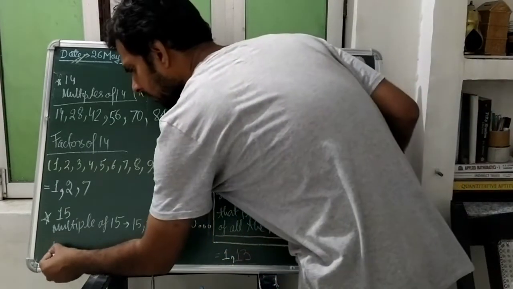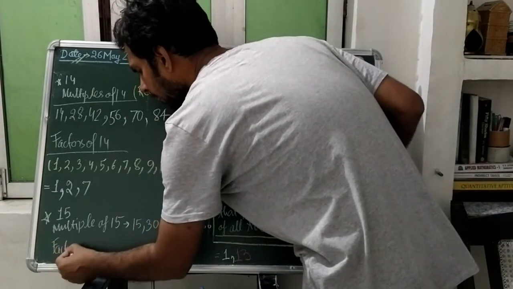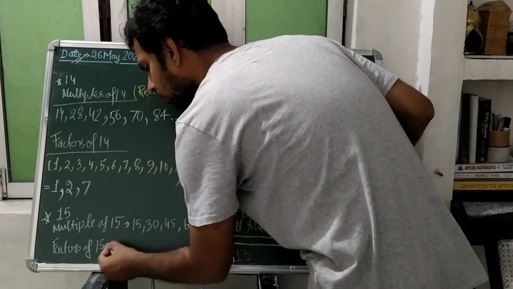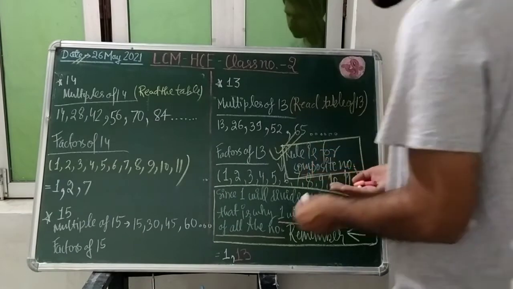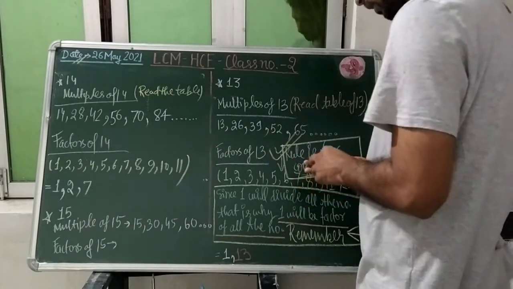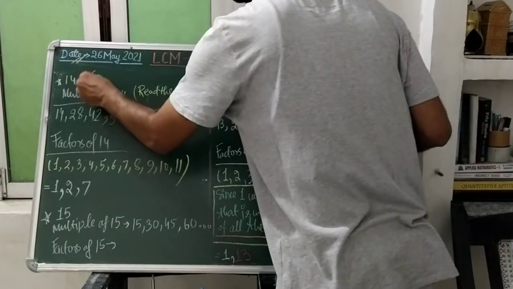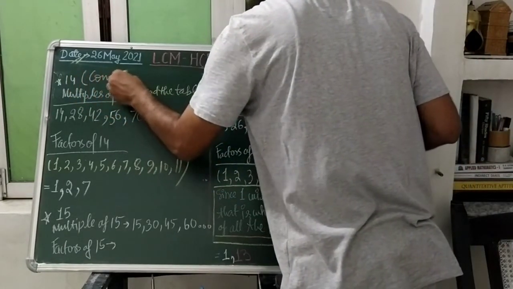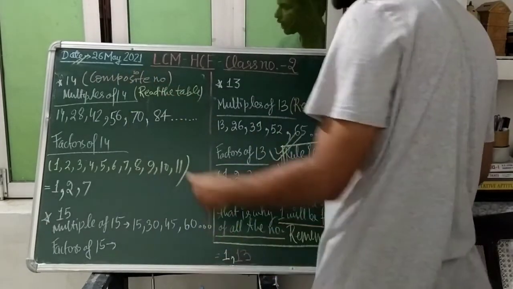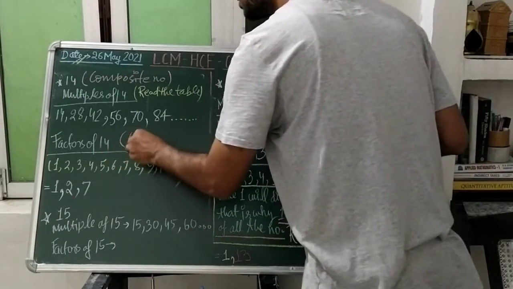And shall we talk about the factors of 15? Look, students, for this, what will we do? 15 is a composite number. 14 is also a composite number.